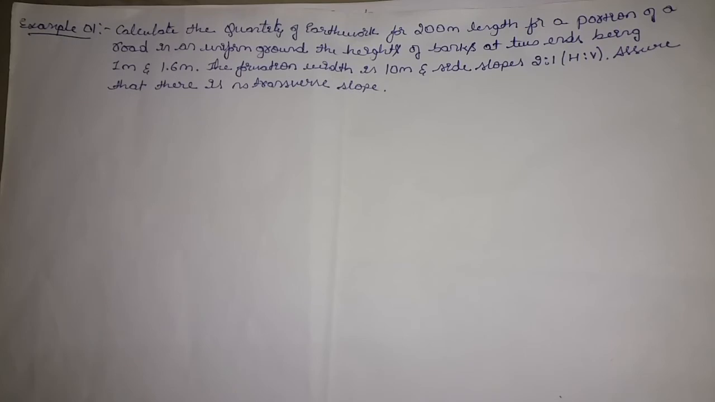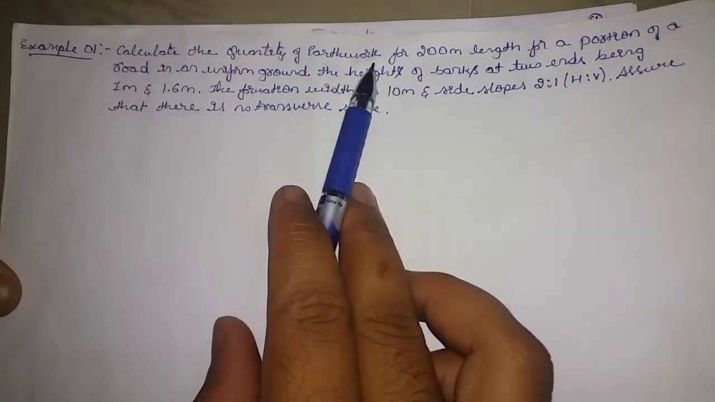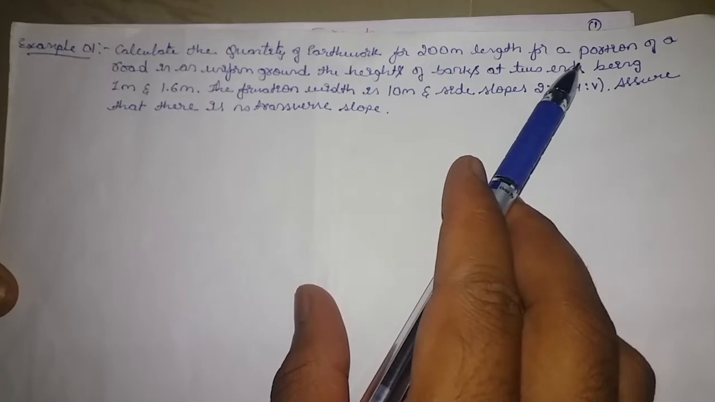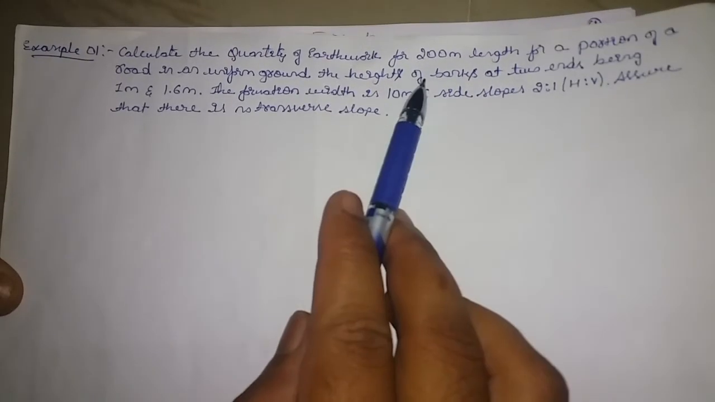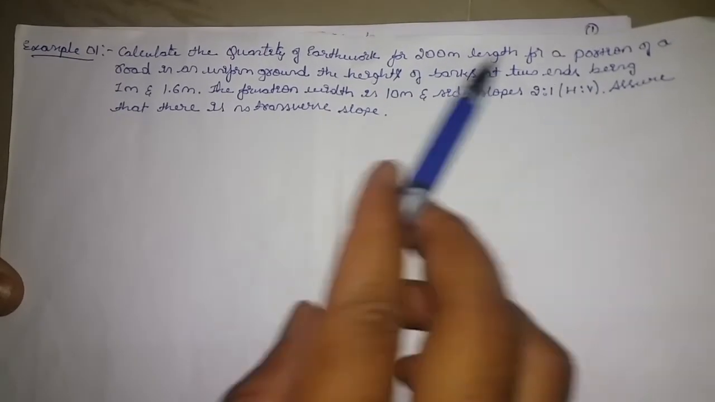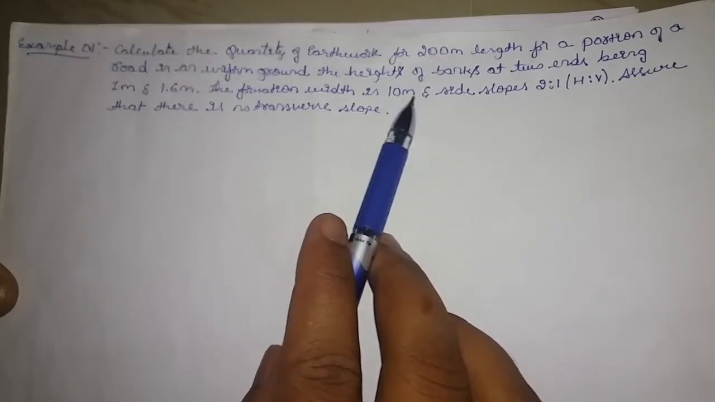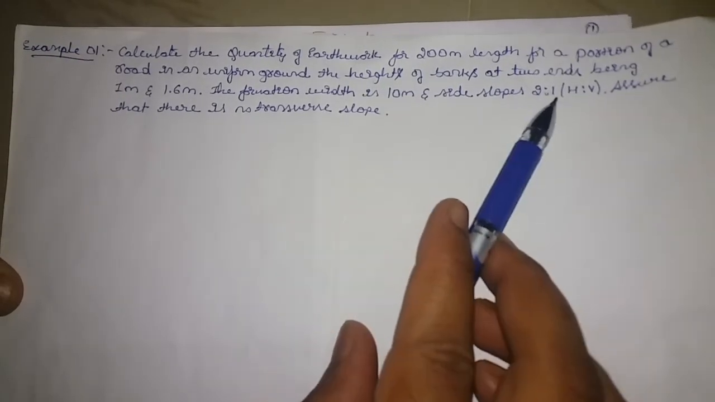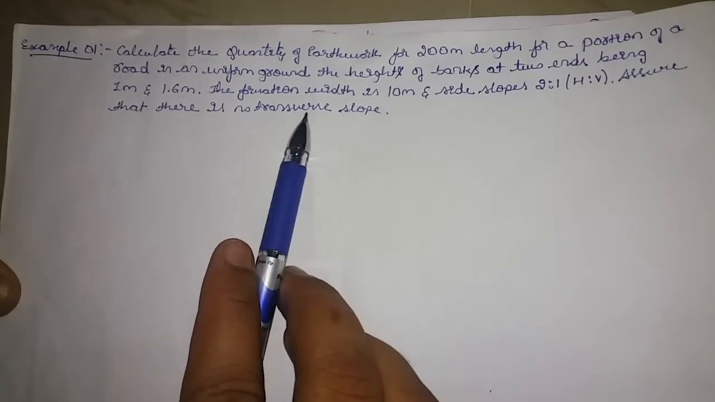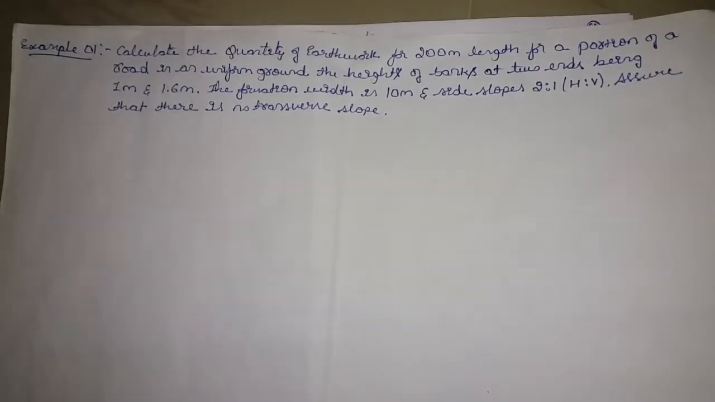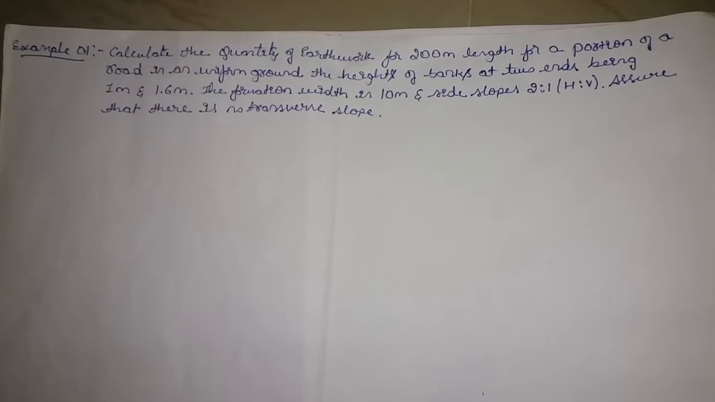You can see example number one: calculate the quantity of the earthwork for a 200-meter length of a portion of a road in uniform ground, the heights of the banks at the two ends being 1 meter and 1.6 meter. The formation width is 10 meter and the side slope is 2:1, that is horizontal to vertical. Assume that there is no transverse slope. This is your question, or your conditions. We need to find the earthwork quantity by following all three methods.